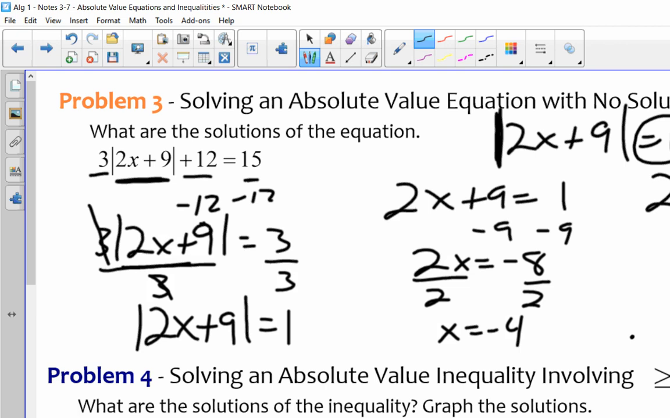Plug both of those in, see what happens, see that you get the correct answer, or it comes out to be true. But you're plugging it back in to that equation. All right. So isolate. Make sure you got that down.